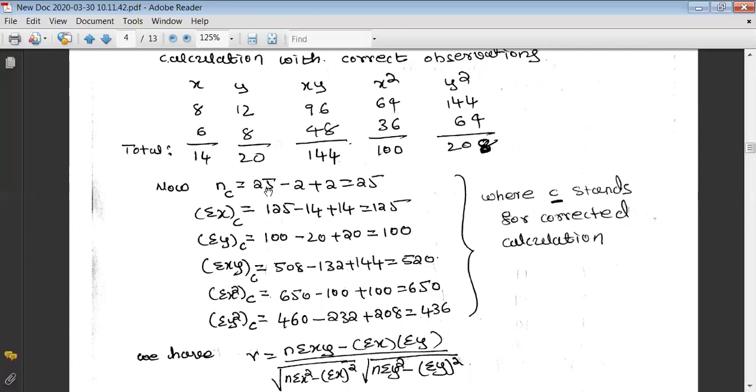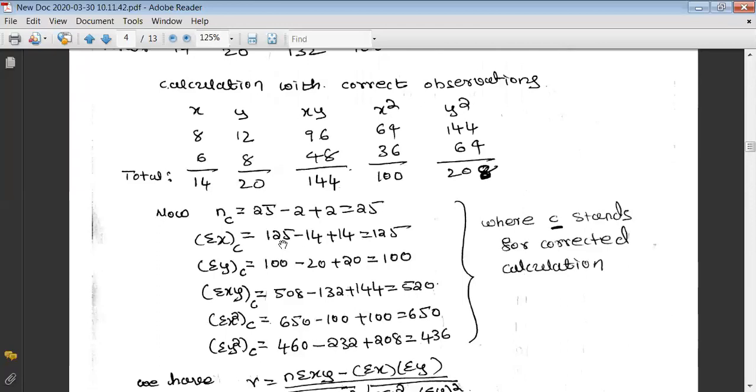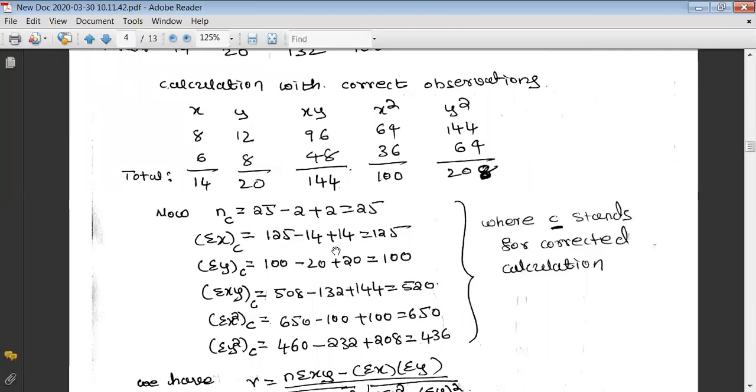NC means corrected value of N. Earlier, there are 25 observations, out of which two are wrong observations you have taken out, and you have inserted the two corrected observations. That's why it remains 25 itself. Now, summation x means corrected total of x. Earlier total of x is 125, and the wrong total of x is 14. We are taking out that one, and the corrected total of x is going to be 14. Again, 14 and 14 will get cancelled, and we are left with 125.